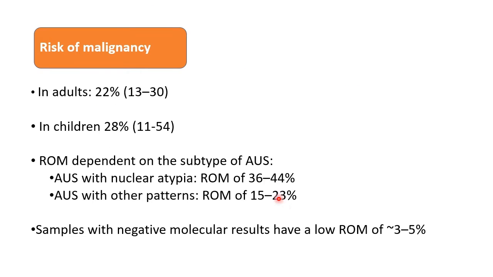The risk of malignancy in the AUS category varies. In adults, it's 22% with a range of 13 to 30%. In children, it is 28% with a range of 11 to 54%. And the risk of malignancy is also dependent on the subtype of AUS. So AUS with nuclear atypia has a much higher risk of malignancy of 36 to 44%, and AUS with other patterns has a risk of malignancy of 15 to 23%. Molecular tests have an important role in these cases, and samples with negative molecular results have a low risk of malignancy of 3 to 5%.